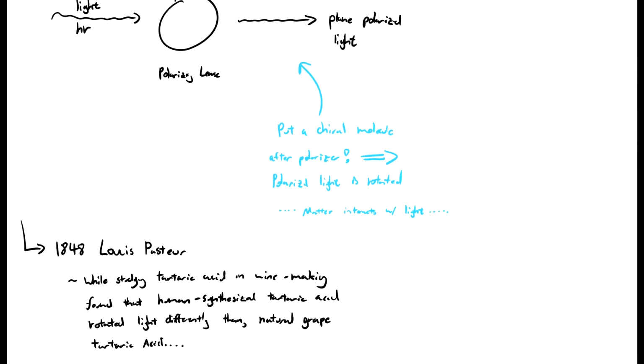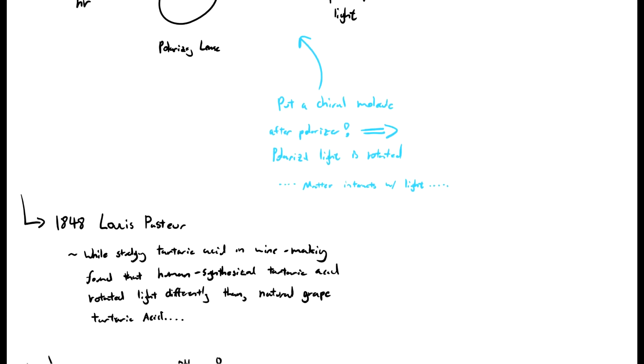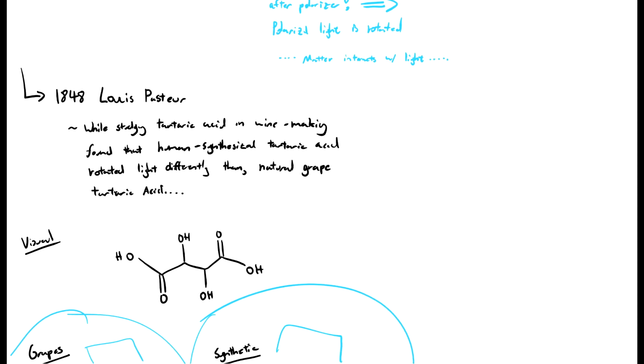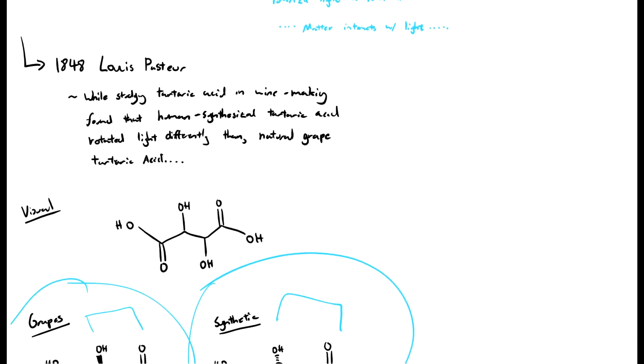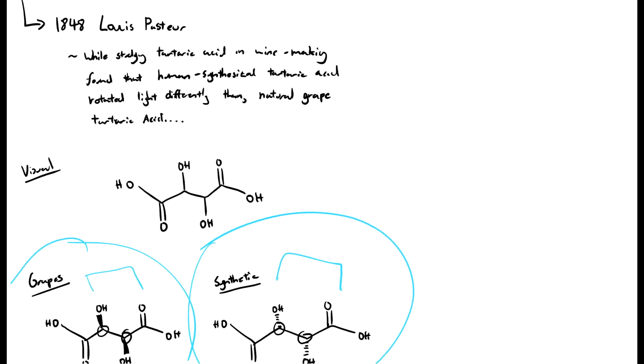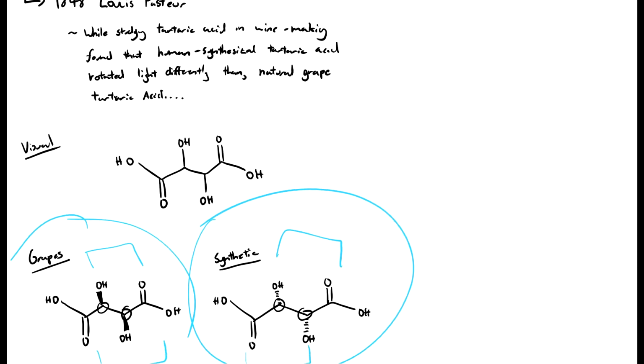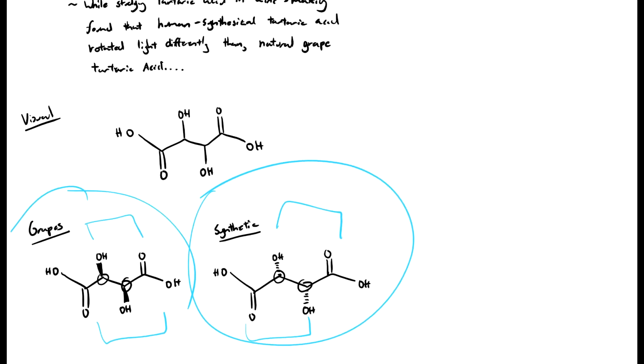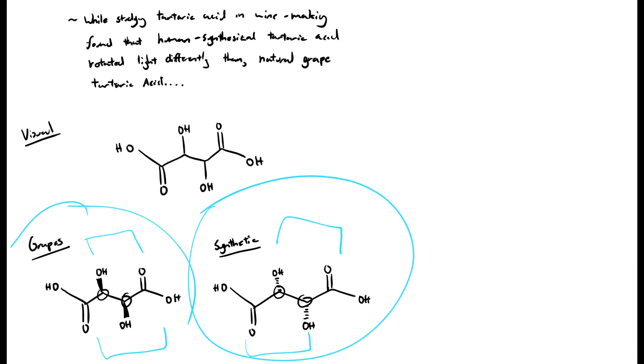Fast forward a couple of decades, and you have this guy named Louis Pasteur, and he's studying tartaric acid in winemaking. He figured, okay, grapes have tartaric acid, and we can synthesize tartaric acid in the lab. And he came to find out that the natural tartaric acid produced by grapes is different from the one synthesized in labs. This is the visual structure of what it looks like. Again, if you have these chiral centers here, then you can have different spatial arrangements, and we have to represent that in the structure.